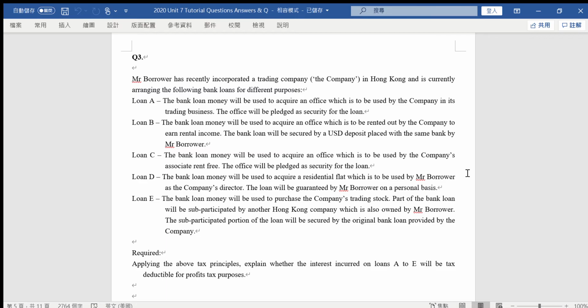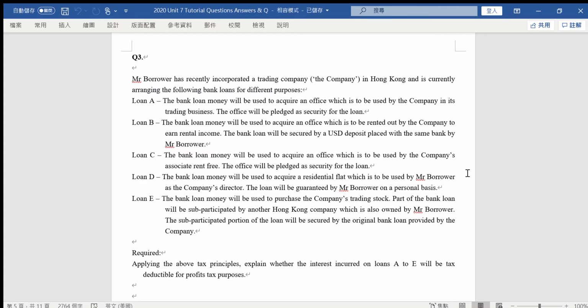Then we need to look at whether the interest is deductible, or whether any secured loan is being provided by any connected person, or any interest falls back to a connected person. By looking at that, there is no such arrangement. The loan is being guaranteed by Mr. Borrower on a personal basis.